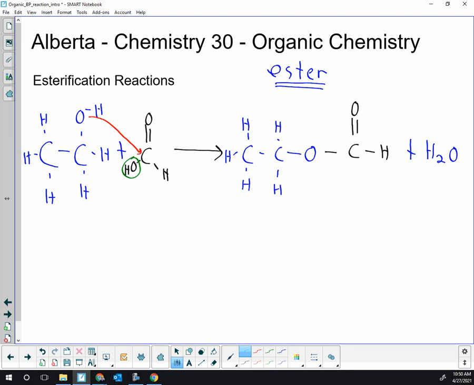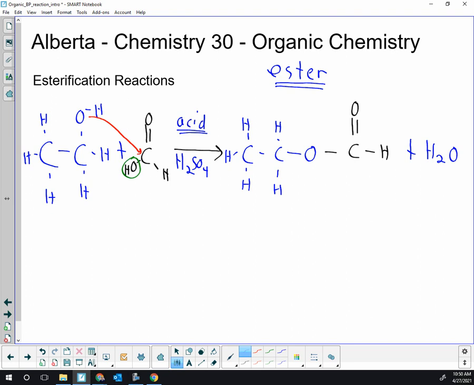Now, in order to run this reaction, you do need a catalyst. You need an acid catalyst. Okay? One of the most common ones used is sulfuric acid, and that's the one we use for our ester labs. Okay? Last is naming esters. I'll include as part of this review.